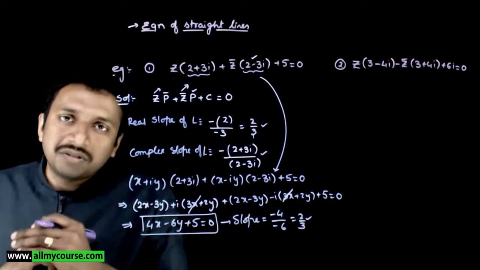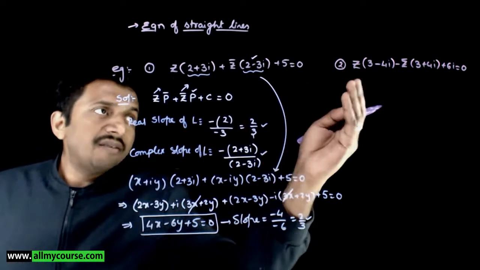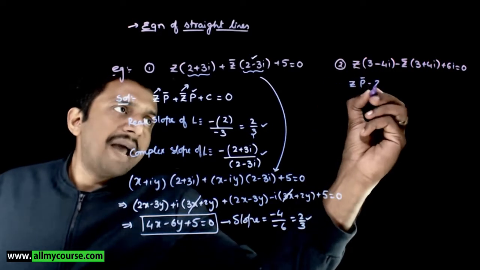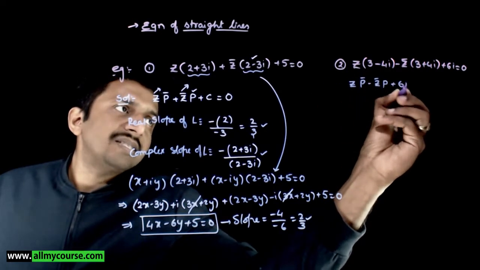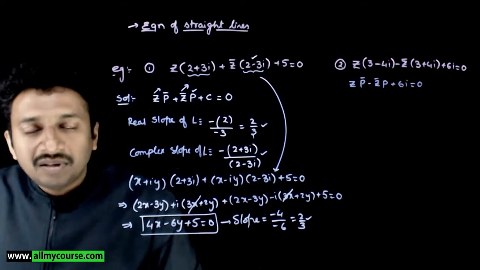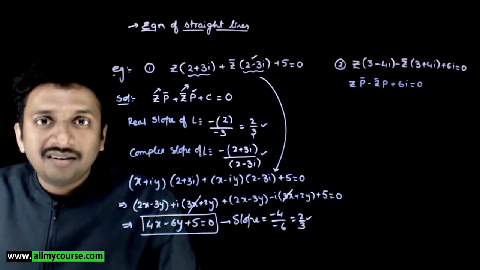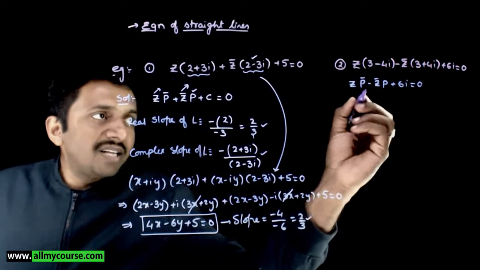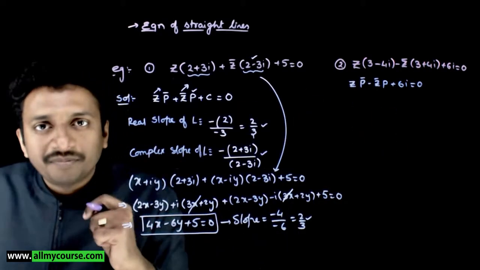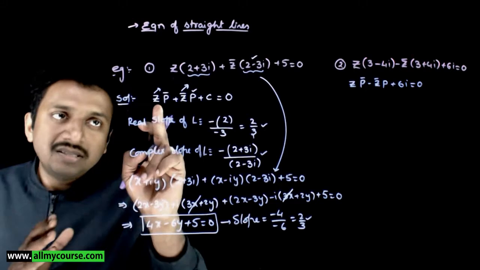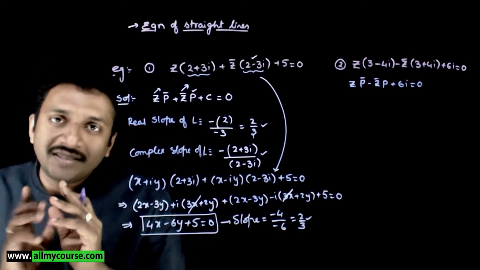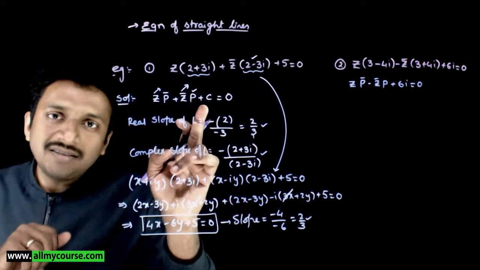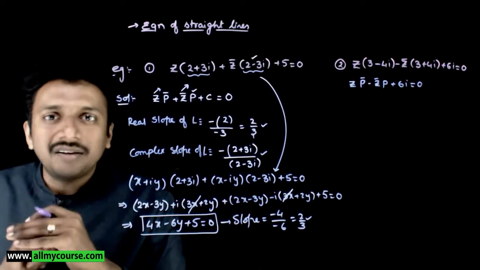Next, let's go to this question. Here you have an equation of the form z times some p bar minus z bar times p plus 6i is equal to 0. This does not look like a standard straight line equation because there are two problems here. First, you have z p bar minus z bar p. For a straight line you have to have z p bar plus z bar p. And the second problem is that the constant term is imaginary. Before analysis, the constant term should be real.